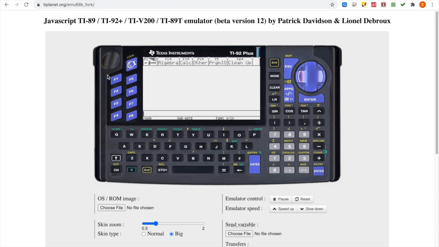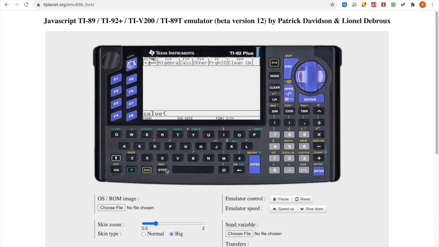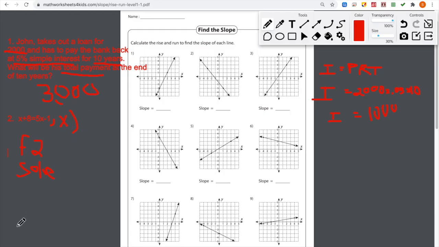So I'm turning it on. F2. We're going to solve. And it says x plus 8 equals 5x minus 1. So x plus 8 equals 5x minus 1, comma, x, and we're going to close that parentheses. So we're going to get x is equal to 9/4. And that's all we had to do for that problem. X is going to be equal to 9/4.